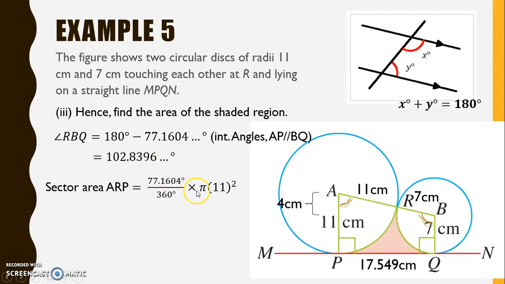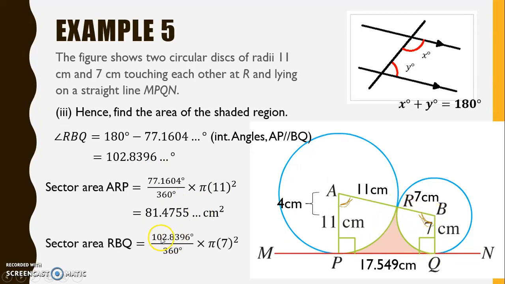Now, I can find the sector area of ARP, as I've said earlier, using the formula angle over 360 times pi r squared. I can find the area of this sector over here: 102.8396 degrees over 360 degrees times pi r squared, which is pi times 7 squared. This will give me 43.9747 centimeters squared. Alright, this is very long. We already found these two areas.